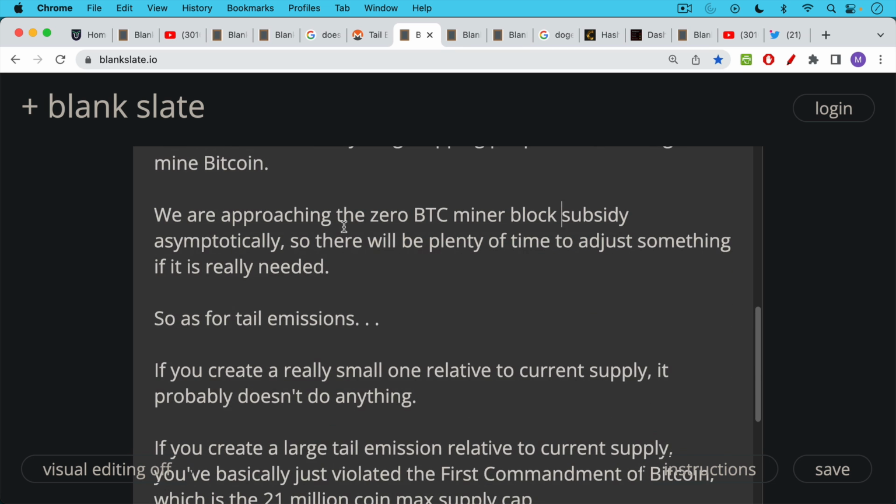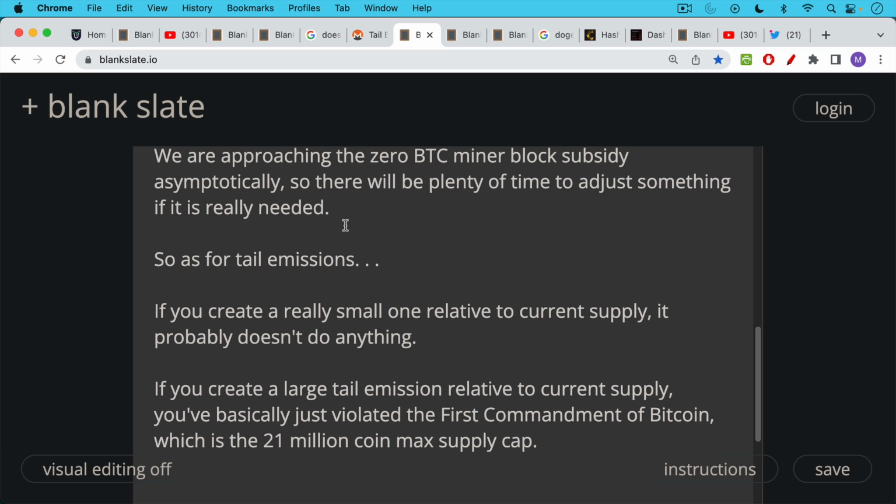Now, as for tail emissions, if you create a really small tail emission relative to the current supply of Bitcoin, it probably doesn't do anything and is kind of a waste of time. But if you create a large tail emission relative to current supply, let's say you increase the amount of new Bitcoin by a million Bitcoin or something terrible like that every year, you've basically just violated the first commandment of Bitcoin, which is that the 21 million coin max supply cap is a sacrosanct thing.